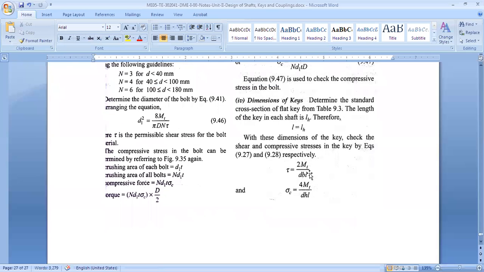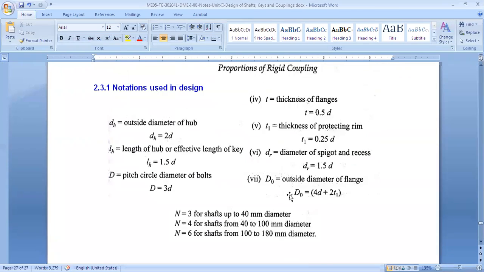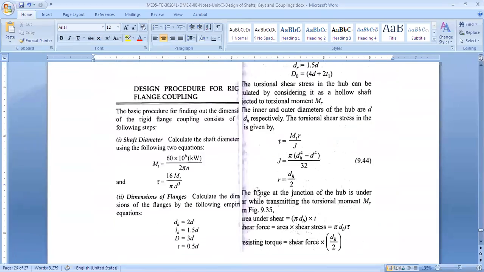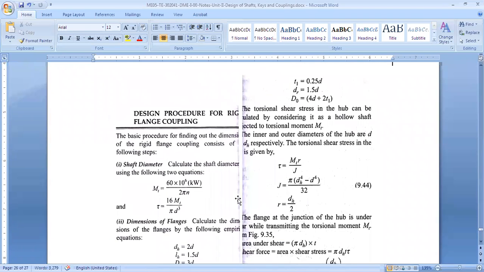Okay, we have still 4 minutes left. Anybody has any doubt, you can ask me. In the next lecture, I will take a numerical of whatever we discussed today. I will again just quickly go through the procedure of what we are going to do in the numerical.